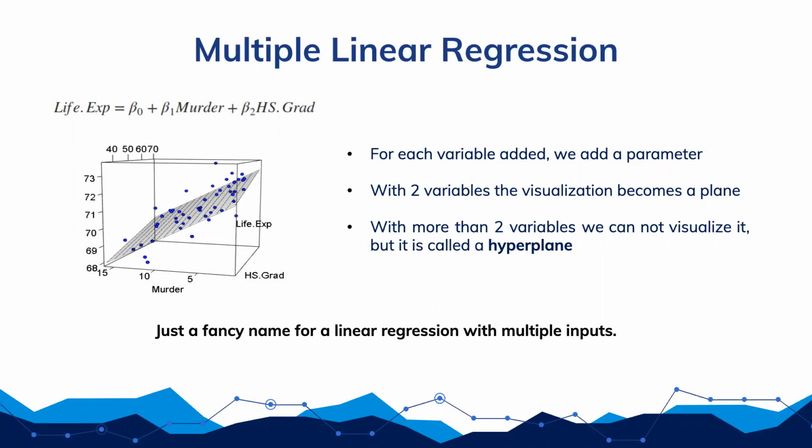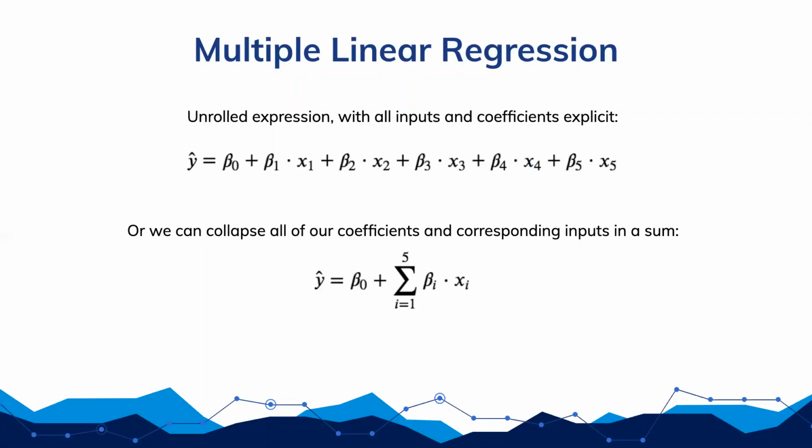So basically, multiple linear regression is just a fancy name for the same thing as simple linear regression. It just has multiple inputs, but all of them behave in more or less the same way. You could write it in the same way as before, as an unrolled expression with all your inputs and coefficients. Here you have an example with 5, but you can imagine that as these inputs grow larger, it gets hard to write everything unrolled, right?